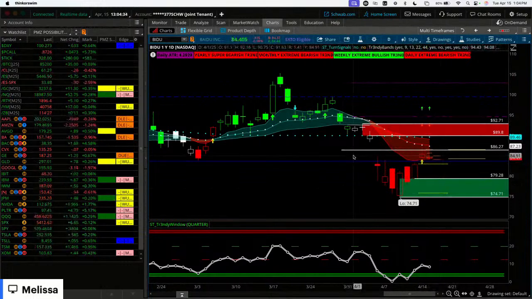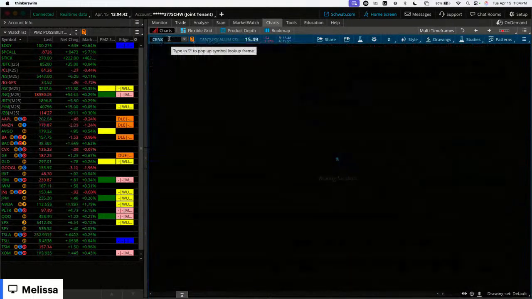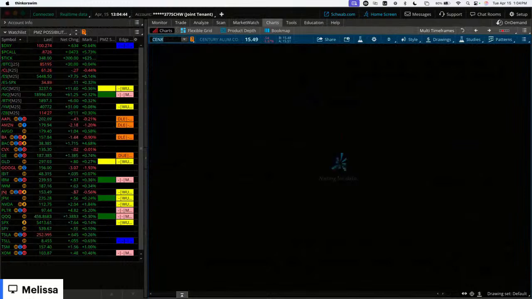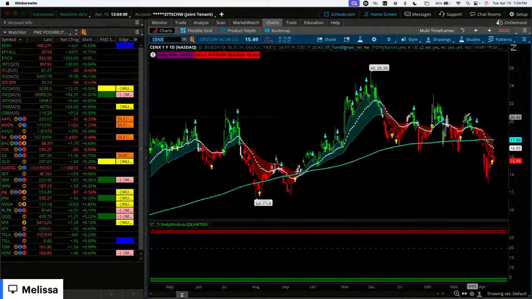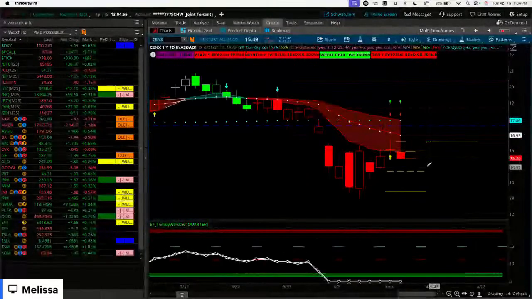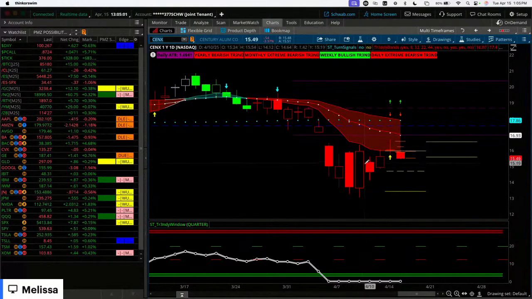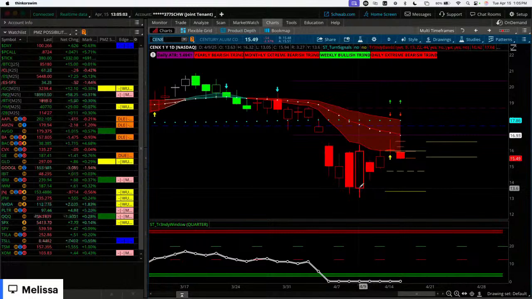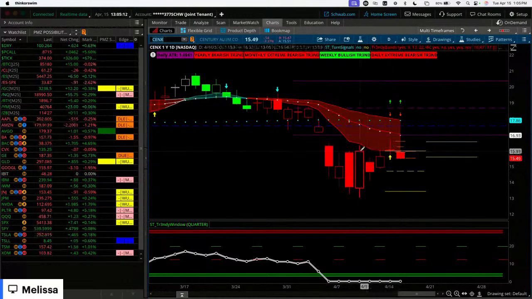And then the next name you asked about was CENX, Century Aluminum. And we'll do that on a daily time frame as well. So same concept every time. I'm looking for inside and up. Now I have an initial candle here. Then I have a 1, 2, and this barely closed above this candle.